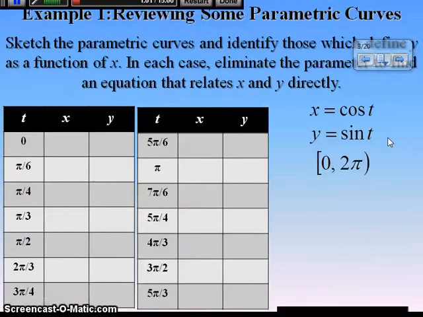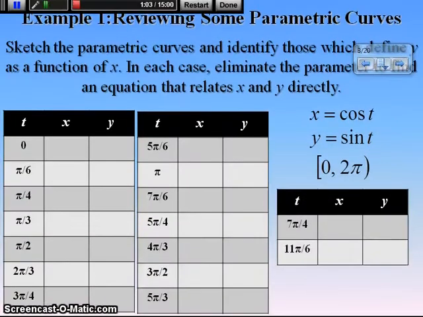Example 1, reviewing some parametric curves. Just a quick review of how we graph with parametrics. Our job is to sketch the graph of x equals cosine t, y equals sine t. Remember, most of your t values will start at 0 and go positive. They don't have to go up by a specific number. I picked these numbers because hopefully you recognize them from the unit circle, which will make this problem a lot easier because we know those values.